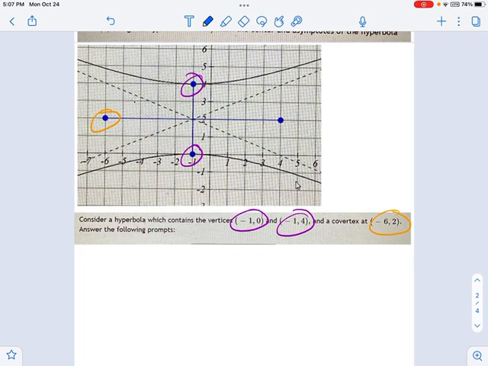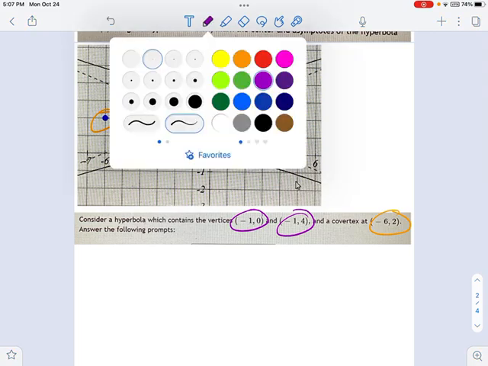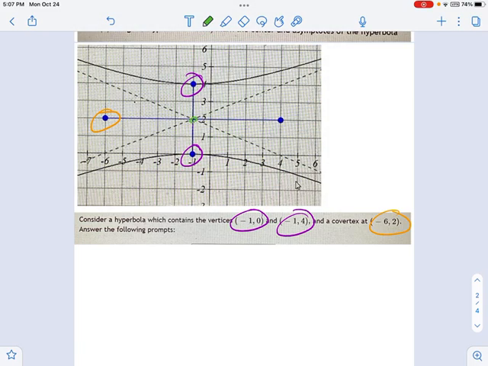You have your vertices here that I've put in purple. Once you put them on a graph, you can see they're vertically oriented, which means we have a vertical hyperbola. Now, that'll tell you where the center point is. You can note the center very easily. The center is halfway in between the vertices. If I read my graph here, that's going to be at -1, comma 2. So -1 in x, 2 in y.